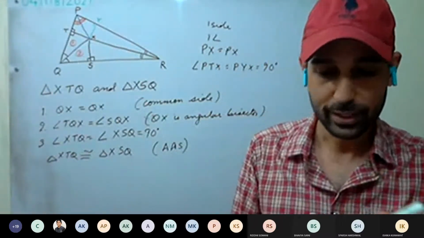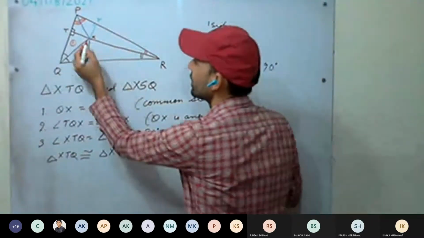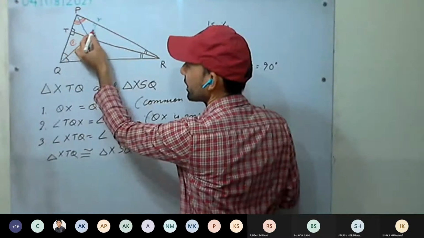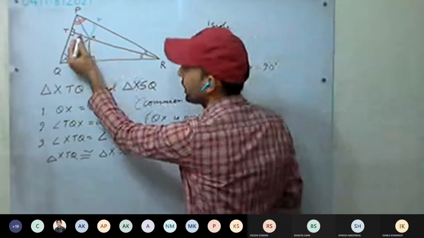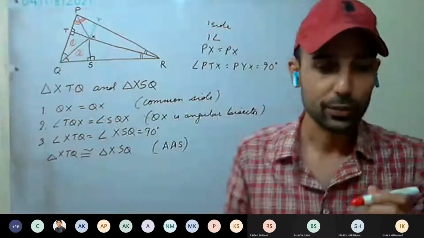Okay, so can you see something? Let me give you a hint. What if we prove this side equal to this side first? Then we can get one side. So how can we prove these two are equal?